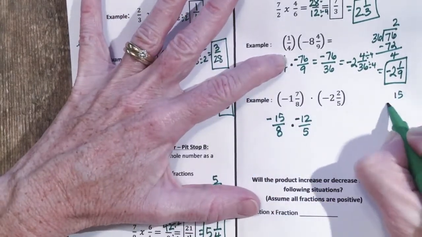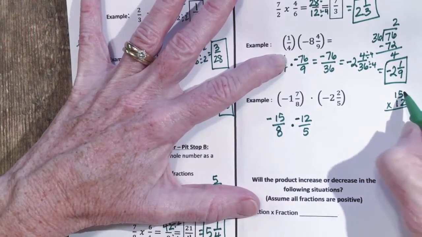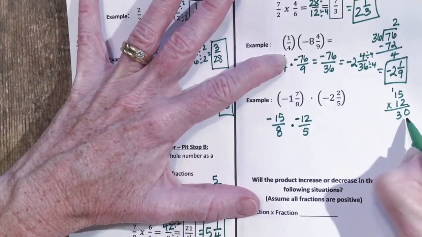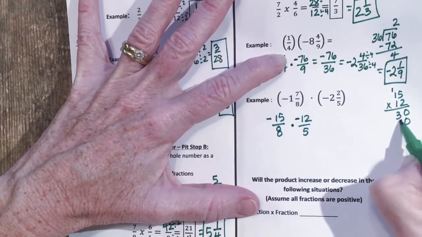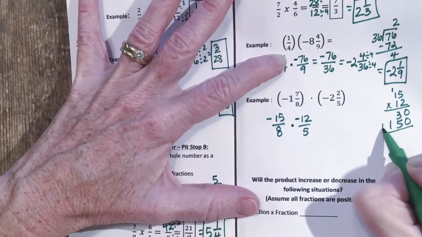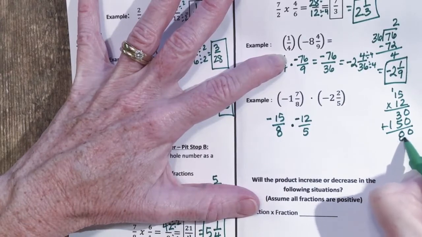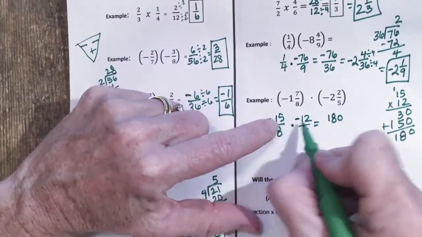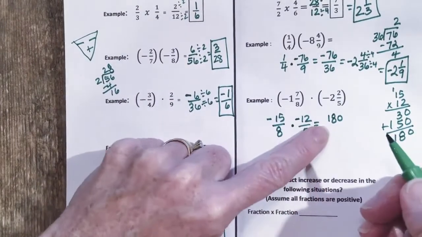I don't know what 15 times 12 is. I'm going to work that out. 2 times 5 is 10. Carry your 1. 2 times 1 is 2, plus 1 is 3. Start with a 0. 1 times 5 is 5. 1 times 1 is 1, and then add it up. So 0, 8, and 1. So this becomes 180. It's positive because a negative times a negative is positive.